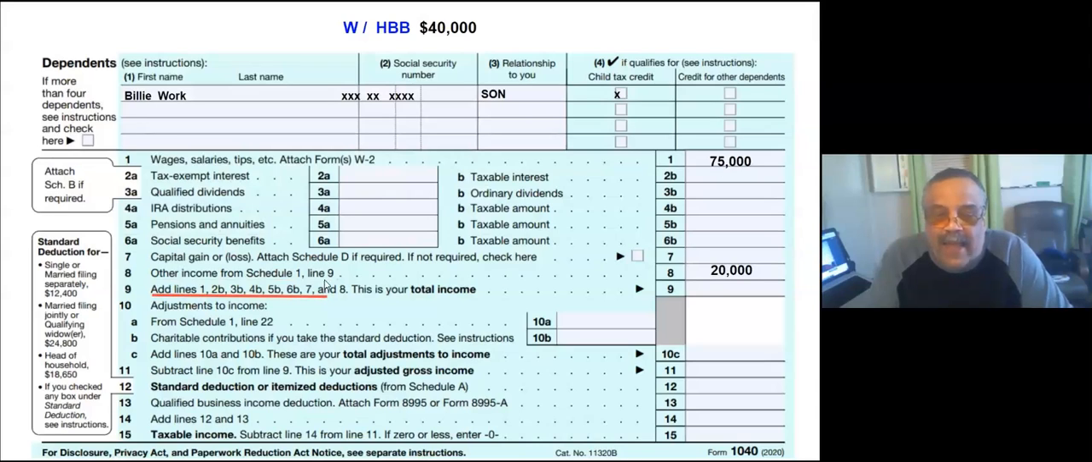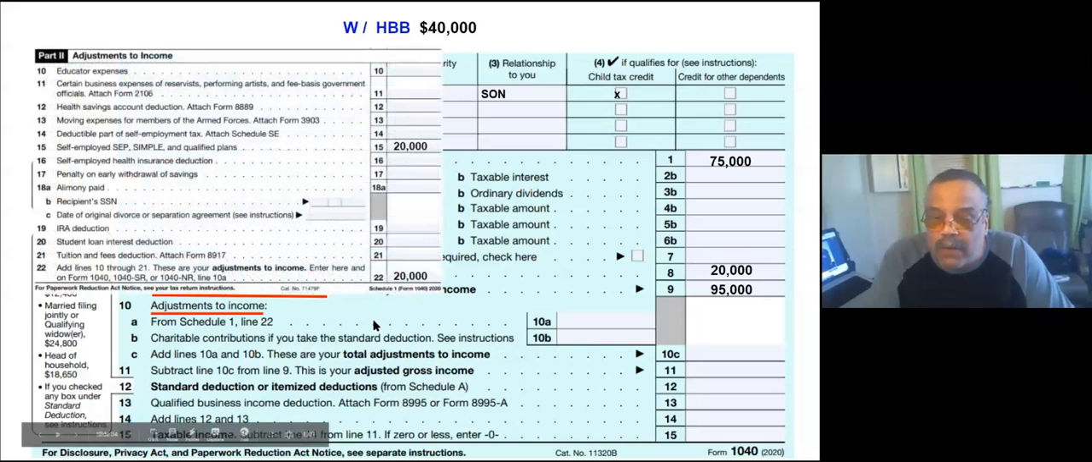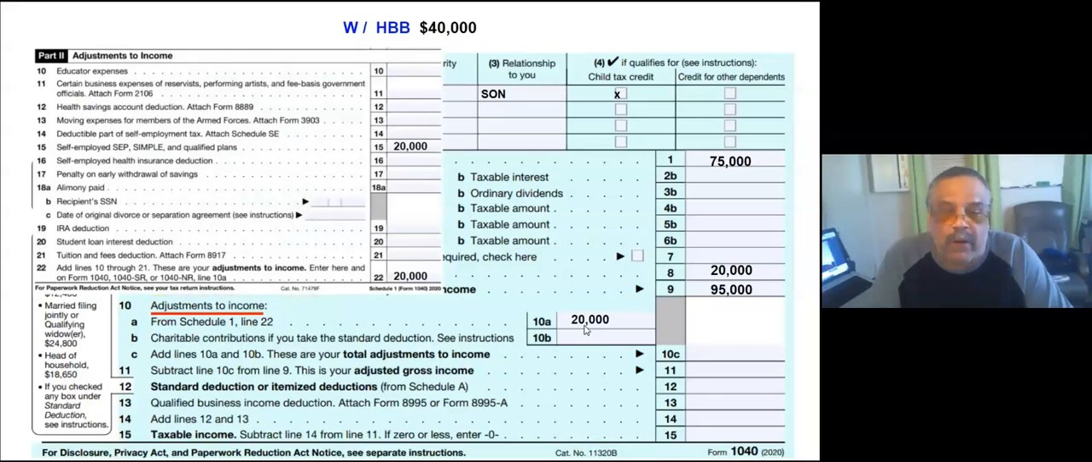Okay, line 9 says add up 1 through 8. I'm sorry, line 8, 1 through 7, and 8. This is your total income. On line 9, you made $95,000, $20,000 from your business, $75,000 from your job. Okay, then on line 10A, it says go to Schedule 1, line 22. There's your line 22. This is where you put your adjustment to your income. Remember, you put that adjustment into your IRA.